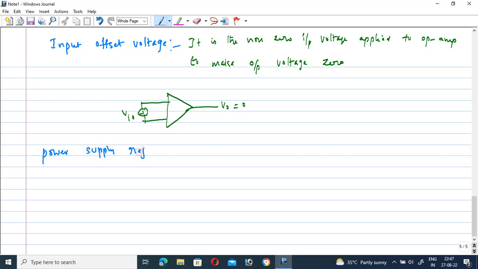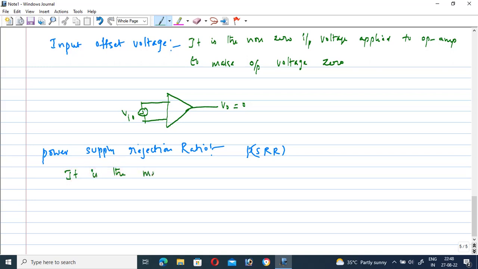Power supply rejection ratio, that is nothing but we can call simply PSRR. It is a measure of change in the input offset voltage due to changes in the supply voltage.